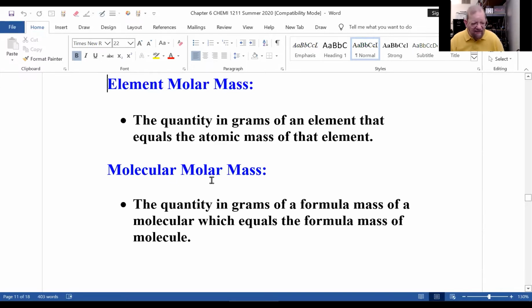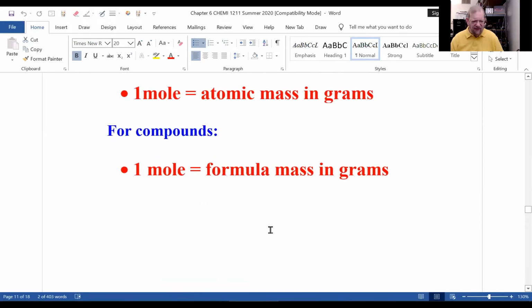We also have molecular mass, and that's the quantity in grams of the formula weight, also known, Dr. White will say molecular weight, of a molecule, which equals the formula mass of a molecule. That doesn't sound too straightforward, but let's look at it a different way.